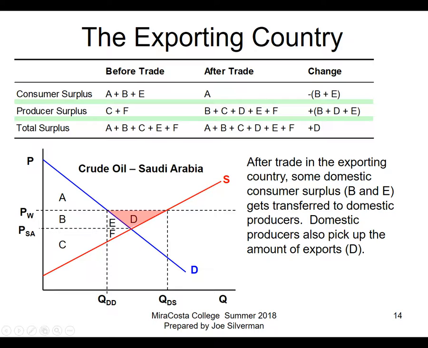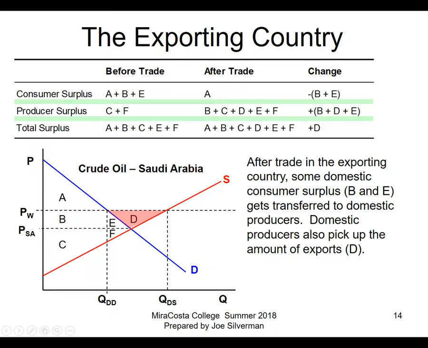All right, so now try to imagine that Saudi Arabia starts trading with, starts exporting oil to people in other countries. They have a comparative advantage in the production of oil. As a result of that, now Saudi producers, instead of getting PSA, are going to be able to get PW. How is that going to affect consumers and producers in Saudi Arabia? Well, now that the price is PW, consumer surplus in Saudi Arabia is only A. Okay, so before consumers had A, B, and E, now Saudi consumers of oil are only going to have A over here.